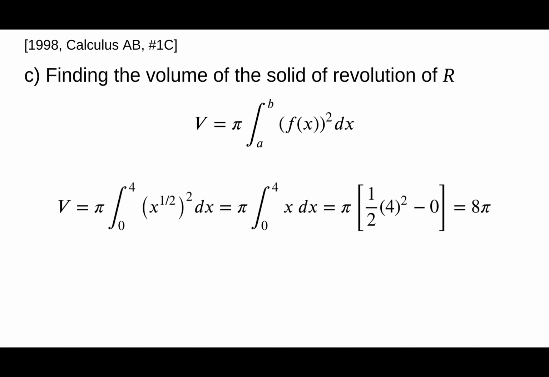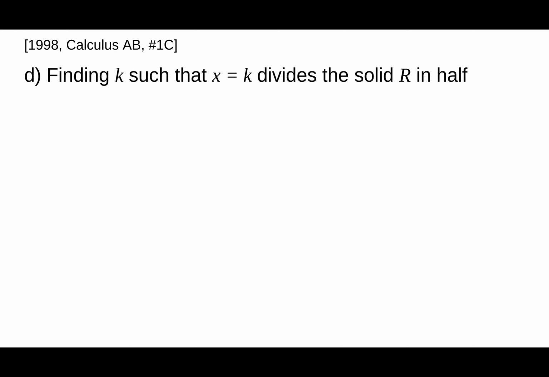Well, x to the 1/2 squared is just x, so we have pi times the integral from 0 to 4 of x dx, which, when we evaluate that, we get 8 pi. So the volume of the region R, when we revolve it around the x-axis, is 8 pi.